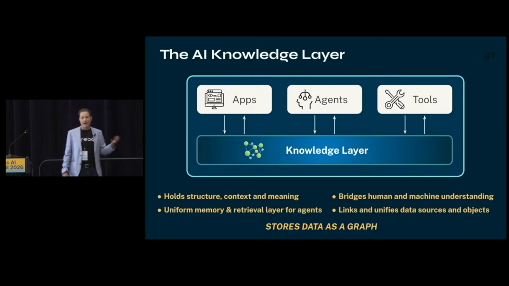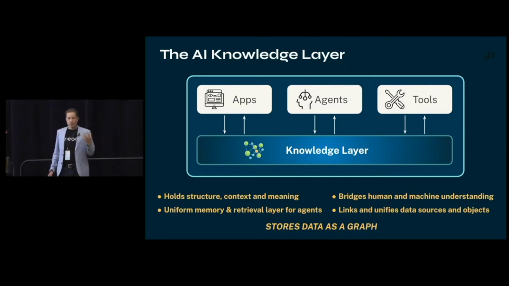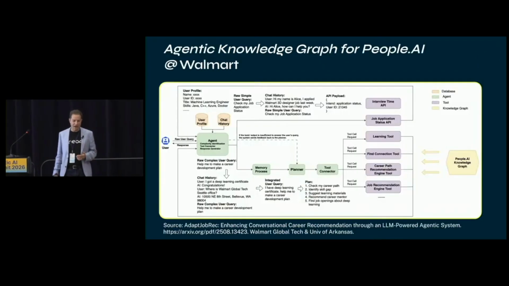But it's coming back with graphs in this different way. If you try to introspect a model or introspect a vector database, those are unintelligible to a human being. Whereas with a graph, you can really understand as a human what's going on, and then you can execute it as a machine. And then it links and unifies your data sources and objects and stores data as a graph.